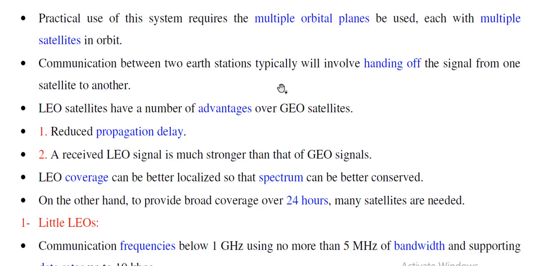The LEO satellites have some advantages compared to the GEO satellites. Of course, the reduced propagation delay. If you remember the 0.24 seconds of the GEO satellite, it will be reduced here since the LEO satellite is closer to Earth compared to the GEO satellites. And the received signal will be much stronger than that of the GEO satellites.